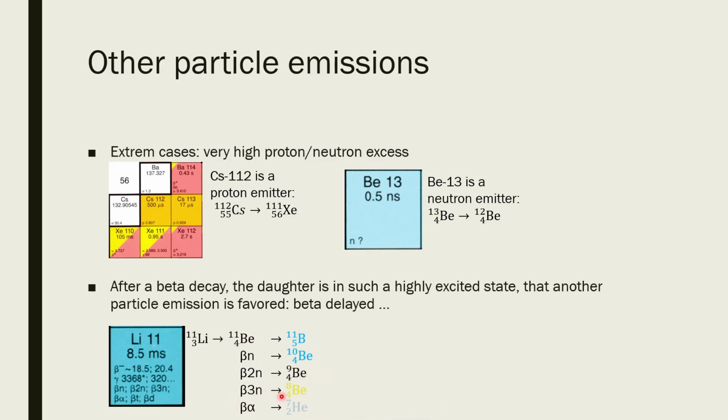For the beta-delayed 3 neutrons, we have beryllium-8, which is the smallest or lightest alpha emitter that there is. And for the beta-delayed alpha, we have helium-7, which is a neutron emitter. We also have some other types, and only 2 of these beta-delayed particle emissions result in actually stable elements to be formed.